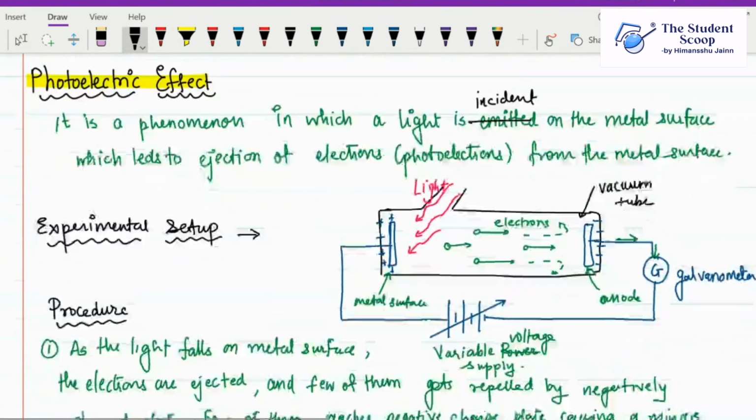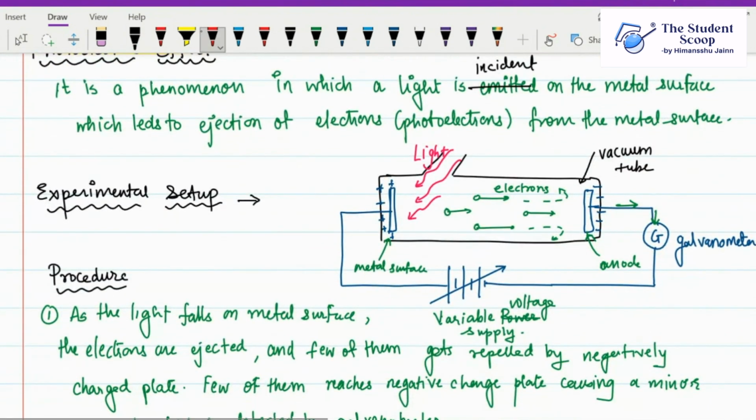Now we will learn specifically the experimental setup behind this. According to the experimental setup, what we have is a vacuum tube, and inside the vacuum tube we have 2 electrodes. One is negative, the other is positive. Those electrodes are connected to an extremely high variable voltage, while there is a gap for the light to fall on the metal surface. And there is also a galvanometer. So this is the setup for the experiment.